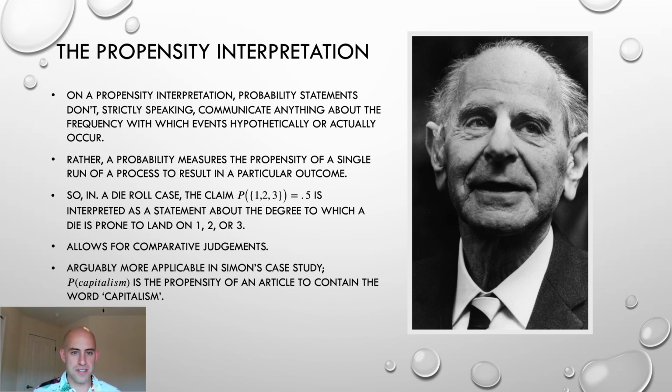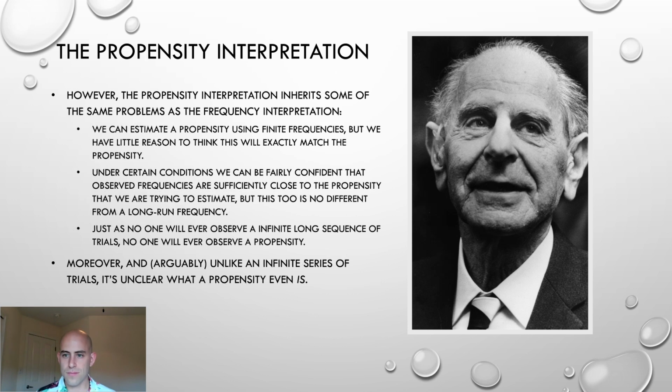But the propensity interpretation still inherits some of the same problems as the frequency interpretation. Just as finite frequencies are only so good a guide to hypothetical long-run frequencies, we can estimate a propensity using finite frequencies, but we often have little reason to think that this will exactly match the actual propensity. There are conditions under which we can be fairly confident that observed frequencies are sufficiently close to the propensity under certain ways of thinking about these things. And this is what a lot of statisticians try and guarantee: conditions under which we can get this kind of confidence.